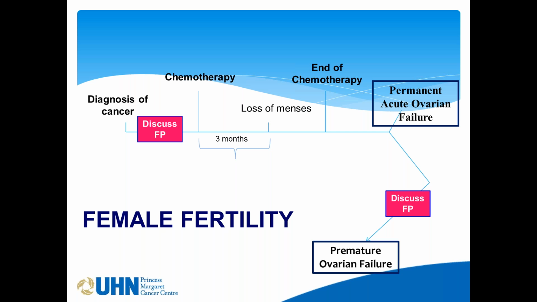What more commonly can happen is that some women can enter into what we call premature ovarian failure. So they may not directly go into menopause from their treatment, but would be at risk for going into menopause earlier than, let's say, their friend who has not gone through cancer treatment, so maybe within their 30s.